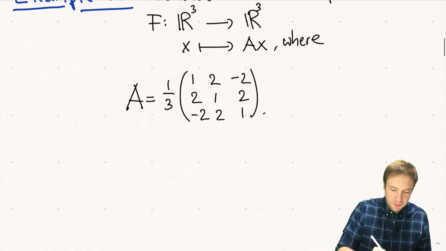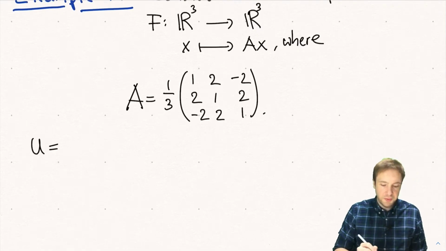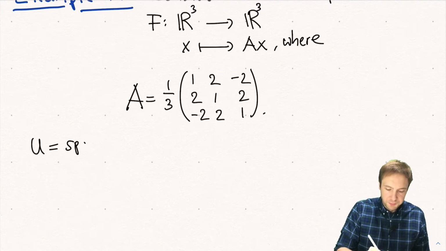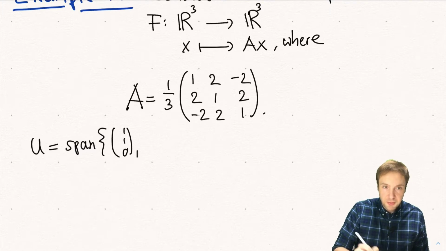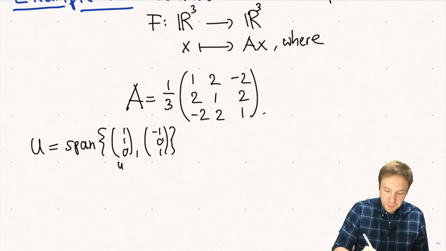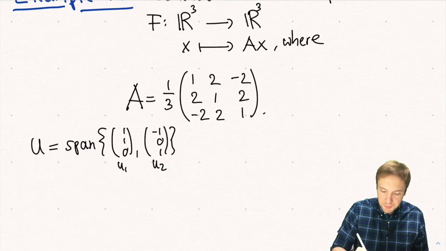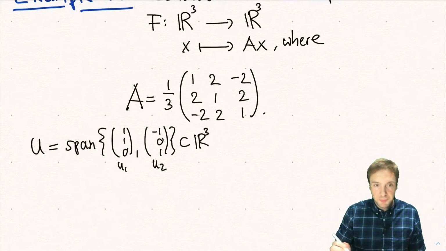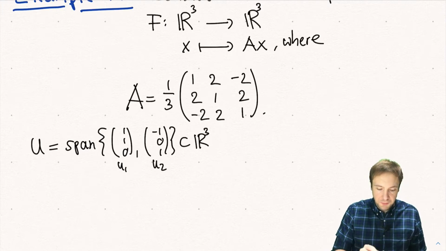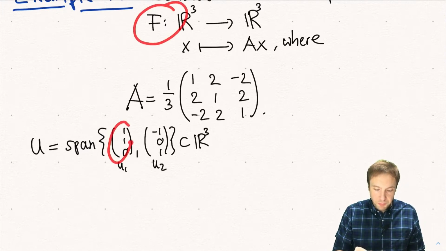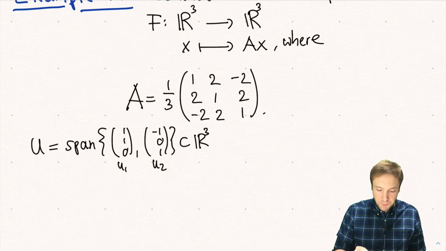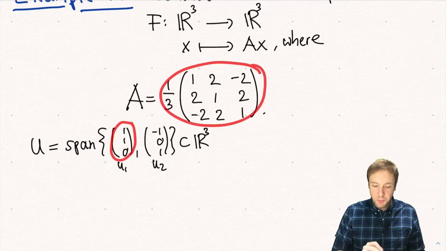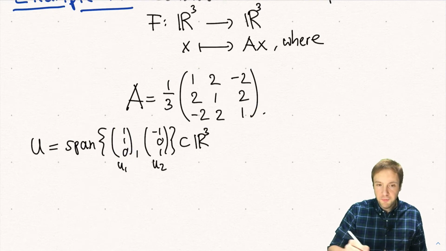But now let's define the following subspace U, which is the span of these two vectors, 1, 1, 0 and minus 1, 0, 1. Let's call them u1 and u2. This is a subspace of R3, and it's spanned by two vectors, so it's just a plane. And you can check that if you apply this linear map to these vectors, for example if you multiply this vector with this matrix, you get exactly the same vector back.